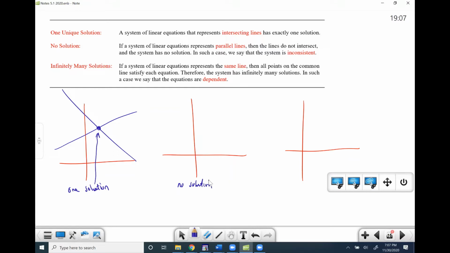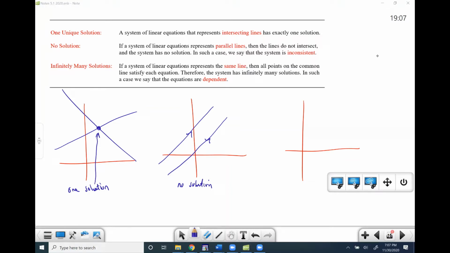So what do you think that would look like? If I told you, hey, where they cross is the solution, so I've got no solution, well, what do the lines look like? Maybe almost parallel or something like that. Something exactly like that. Yeah. There you go. That's how we're going to get no solution, is from some parallel lines.